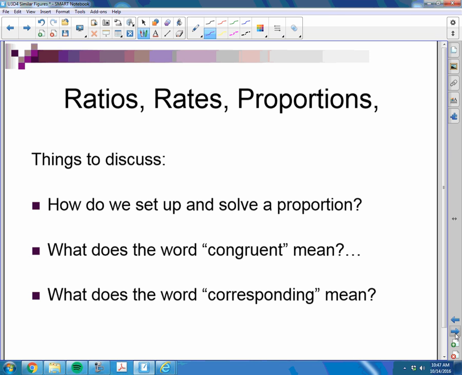Does anyone know what the word congruent means? Yes. Jason, what does congruent mean? It means exactly the same. Doesn't mean close, it means exactly the same. The only thing congruent to the number 32 is the number 32, basically. Okay? 32 over 1. 64 over 2. 128 over 4. Yes, that's true.